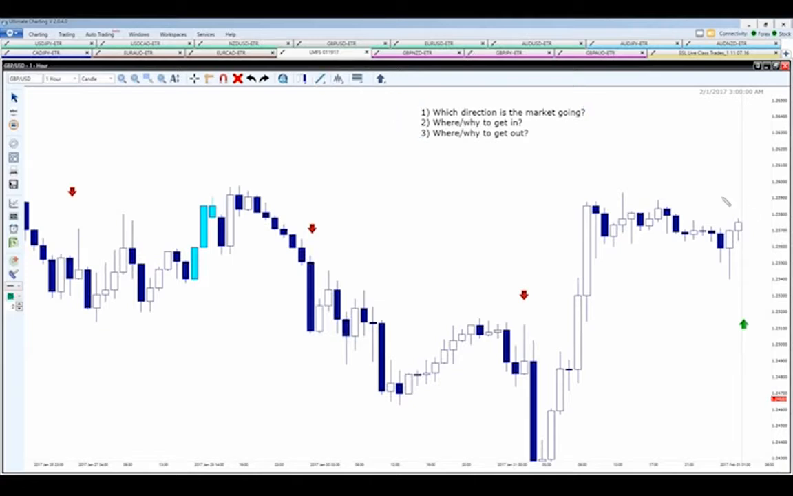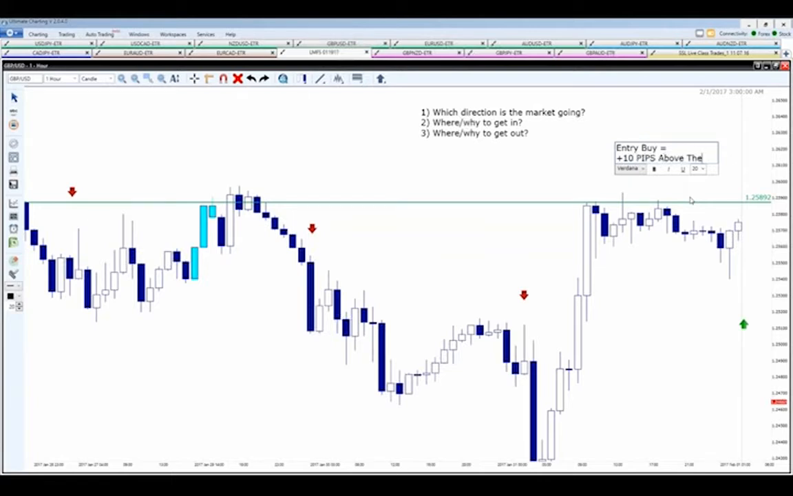we want to do 2 things. Number 1, we're going to want to place a pending order 10 pips above this high. So that's 79. We need to set this at 89. And this is going to be our entry buy. We're not in the market till that gets triggered. The entry buy is going to be plus 10 pips above the high of that 3 a.m. candle here.